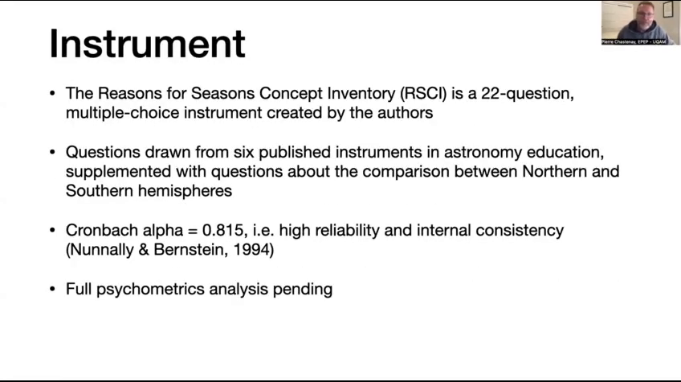The instrument we used is what we call the Reasons for Seasons Concept Inventory. It's a 22-question multiple choice instrument that we created ourselves by using questions drawn from 6 published instruments in astronomy education. And we supplemented these questions with a few questions about the comparison between the northern and the southern hemisphere. When we analyzed the data, we found that the Cronbach alpha for our test was 0.1815, which indicates high reliability and high internal consistency, which is good. But we didn't conduct a full psychometric analysis of the instrument yet.